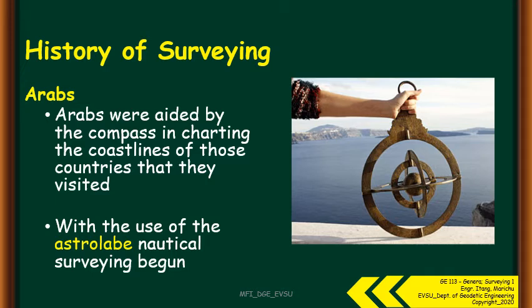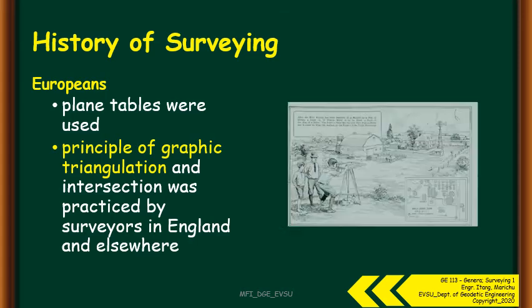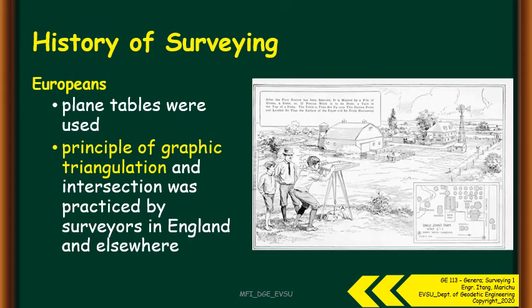Now for the Europeans, they used a plain table. Here, as you can see, is the instrument used. This is the plain table. The principle of graphic triangulation and intersection was practiced by surveyors in England.